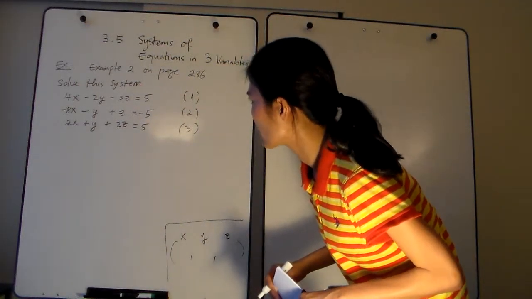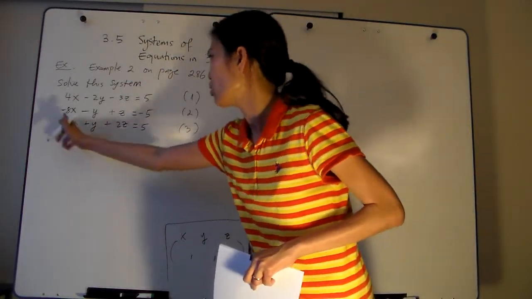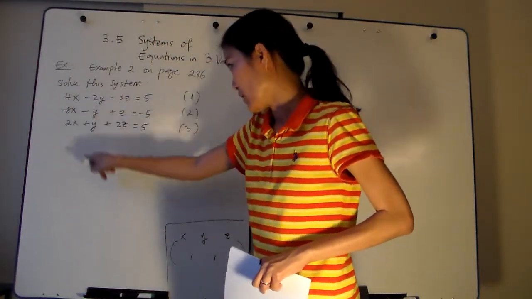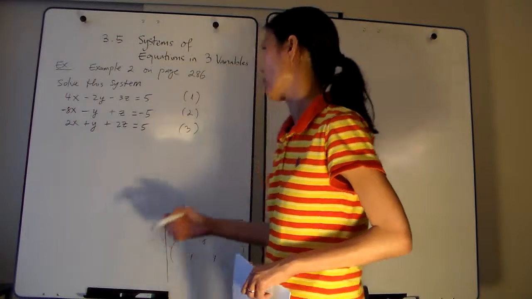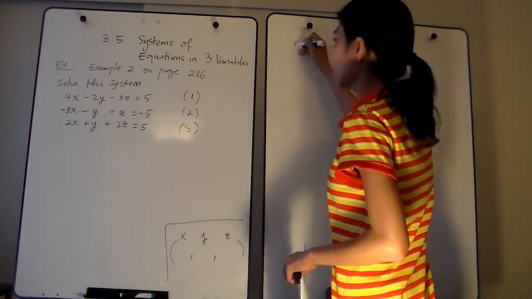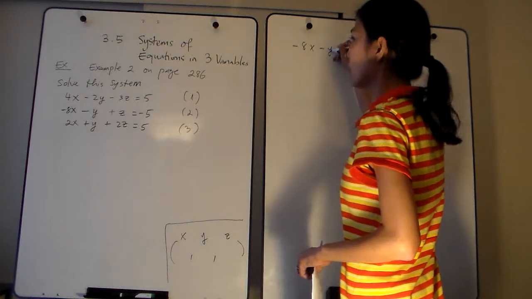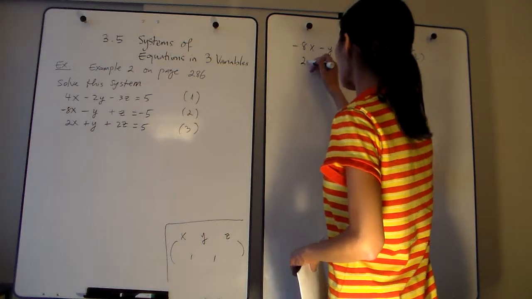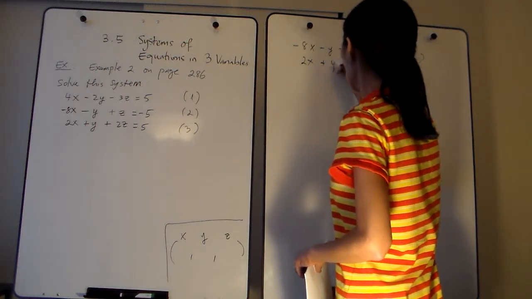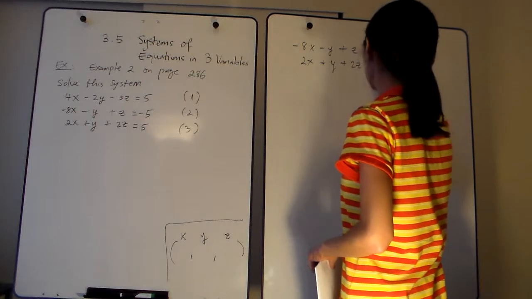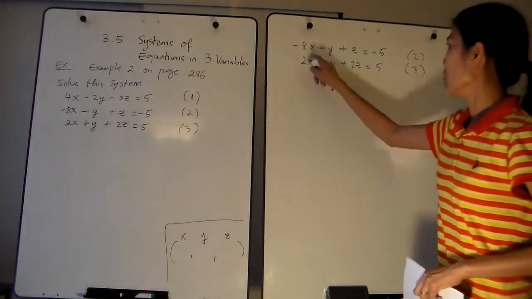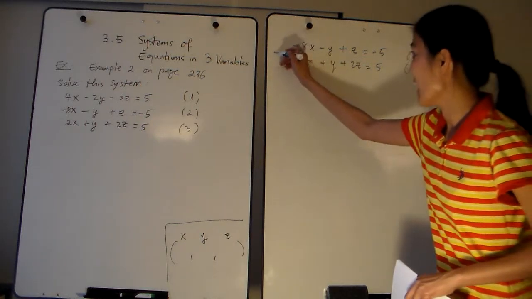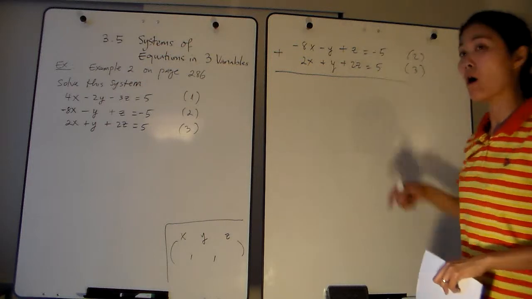Looks like you can eliminate, let's see, y, right? You look for x, y, and z, looks like y. These two equations right here, you can eliminate the y right away because it has the same coefficient with opposite sign. So I'm going to take the second equation, and the third equation, which is 2x plus y plus 2z equals 5. This is equation 3. Negative 8x minus y plus z equals negative 5, and 2x plus y plus 2z equals 5. And I'm going to add them. The goal is to eliminate the y.